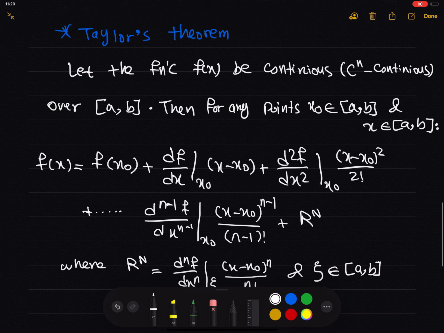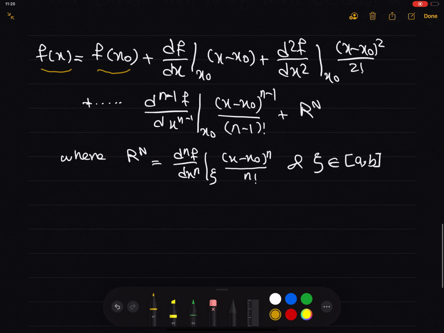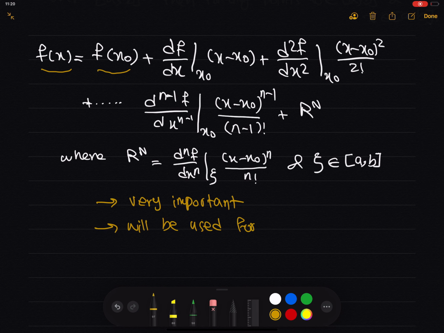Okay, so this is Taylor's theorem, which is a very important theorem that you need to know, on how we write a function at any point x as a relation to a known x naught, or x0, and its derivatives around that point. Okay, so this is very important in this course, because we are gonna use this. It will be used for discretizing differential equations.